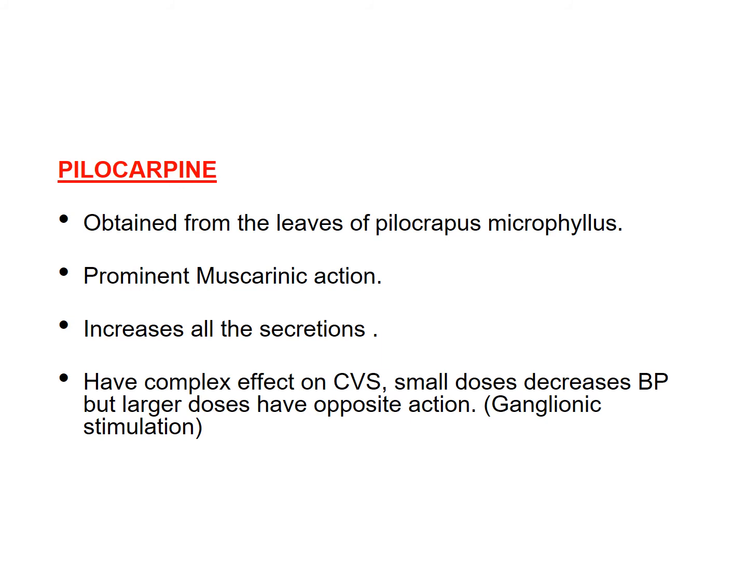The choline esters like acetylcholine, methacholine, carbachol or bethanechol we have already seen, and the cholinergic alkaloids which have agonistic action are pilocarpine, arecoline and muscarine.